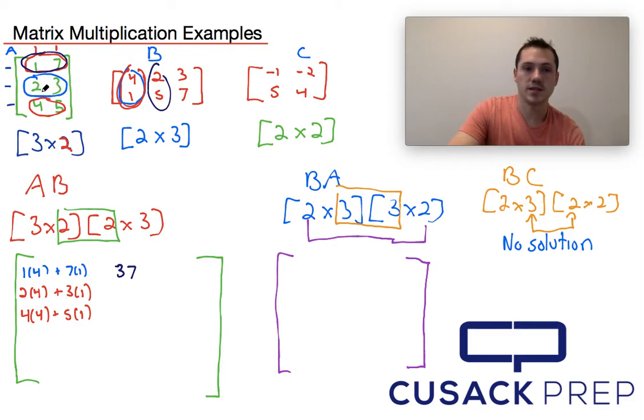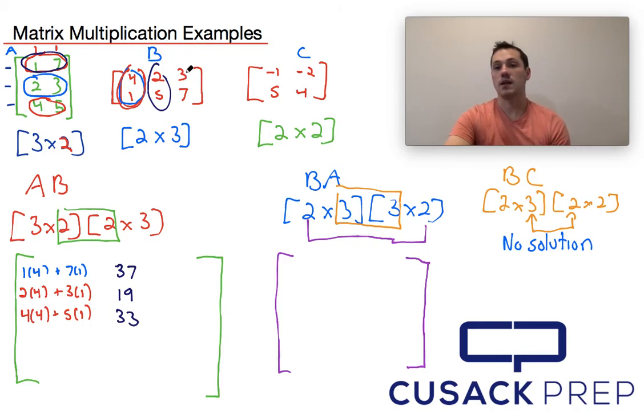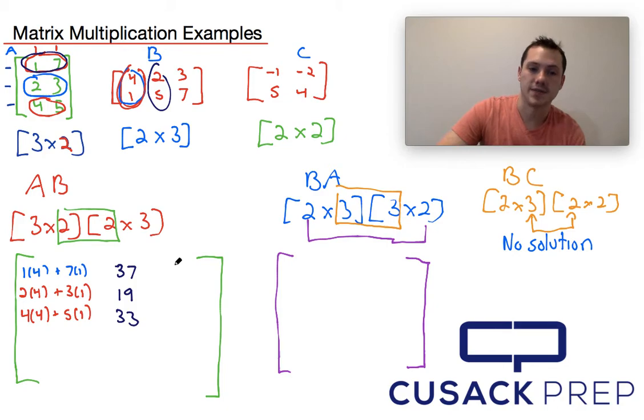Row 2, column 2. 2 times 2 is 4, plus 3 times 5 is 15. It's going to give us 19 when we add those together. Row 3, column 2. 4 times 2 plus 5 times 5 is going to give me 33. Finally, I'm going to do row 1, row 2, row 3 times column 3. 1 times 3 is 3, plus 7 times 7, 49, that adds to 52.